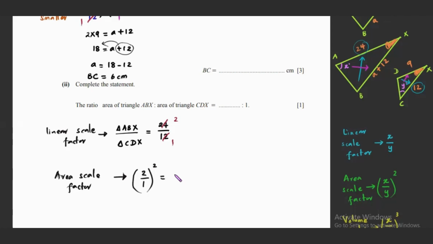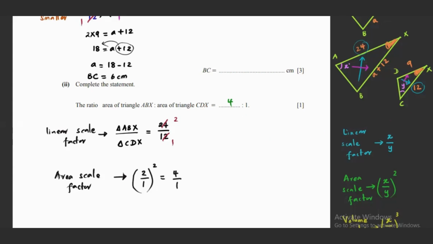When I square this, I get 4 at the top and 1 at the bottom, which means the area of the triangle CDX, which is written at the bottom, the ratio is 1, and the number in the numerator is 4, which means the ratio of the area of triangle ABX and the triangle CDX is 4 to 1.